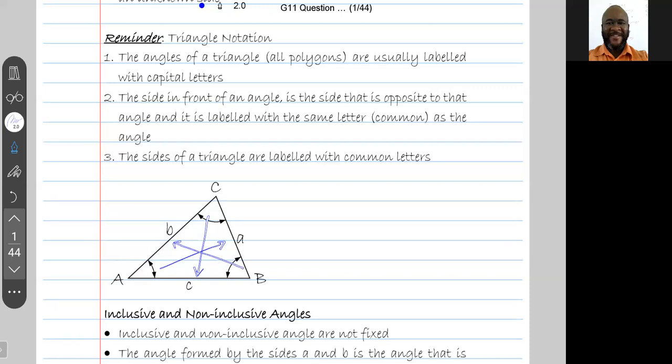So the side that is in front of an angle is the side that is opposite to that angle, and it is labeled with the same letter. The sides of a triangle are labeled with common letters and the angles are labeled with capital letters. Stay with me.